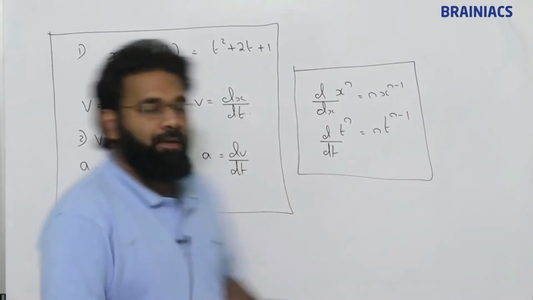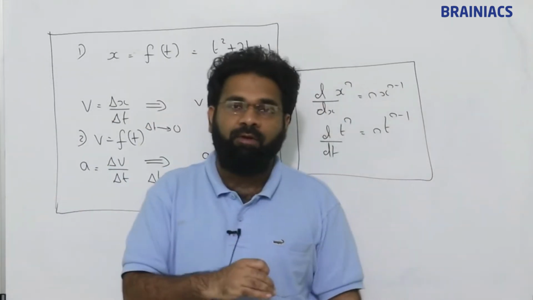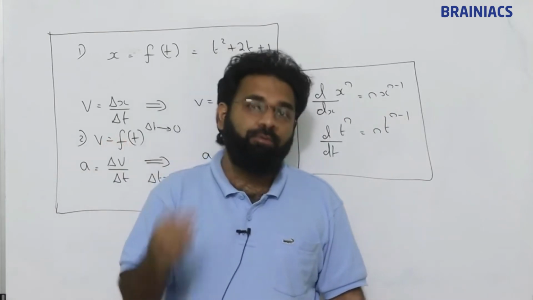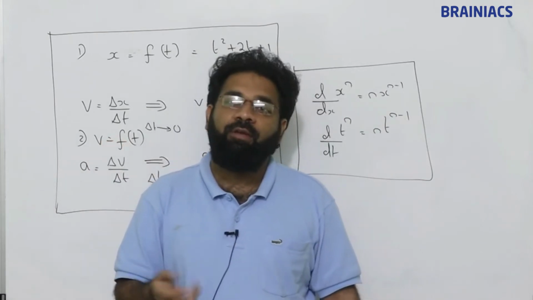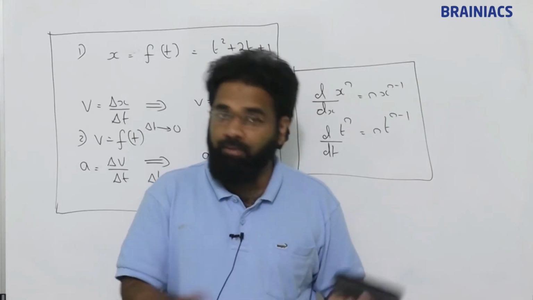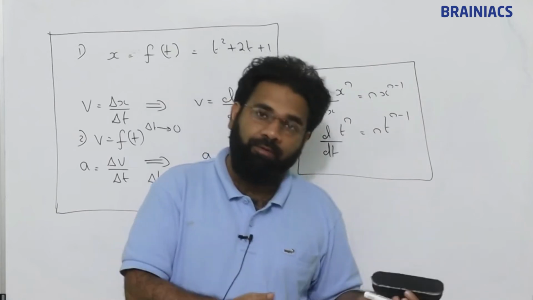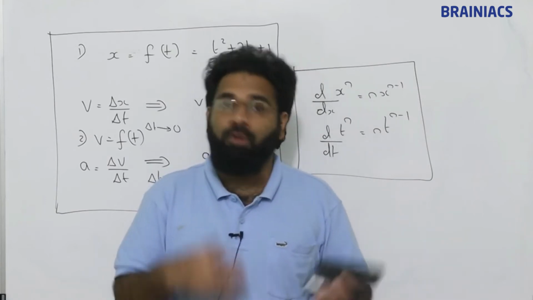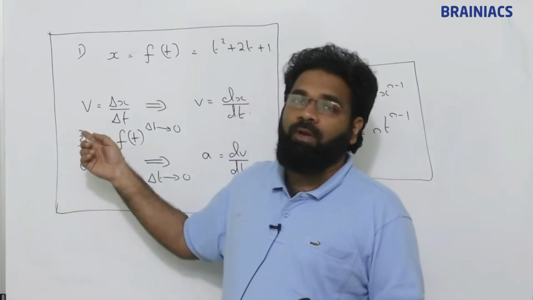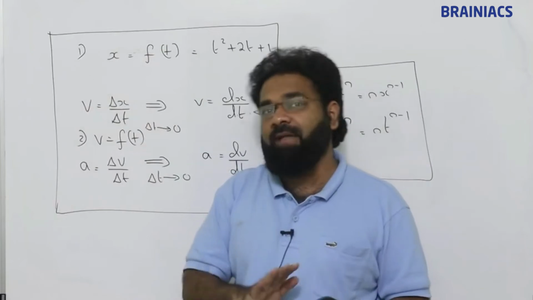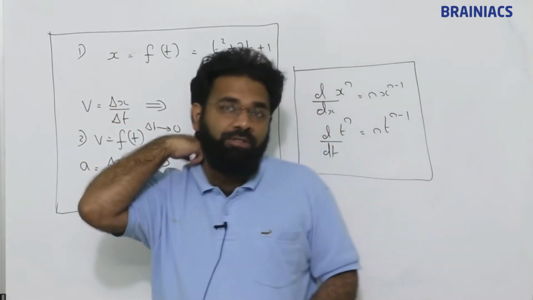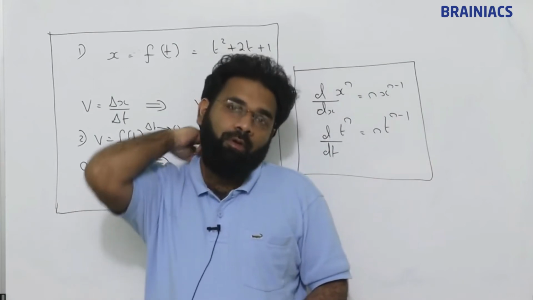Clear? So position will be given. To find velocity, differentiate that position with respect to time. Velocity is given. To find acceleration, differentiate velocity with respect to time. We know differentiation formulas, just apply those formulas on the equation of position to find velocity. Apply the formula of differentiation on velocity to get acceleration. In the same way, when acceleration is given, we will be able to find velocity, and position, that is also there. Position means what? Displacement from origin.